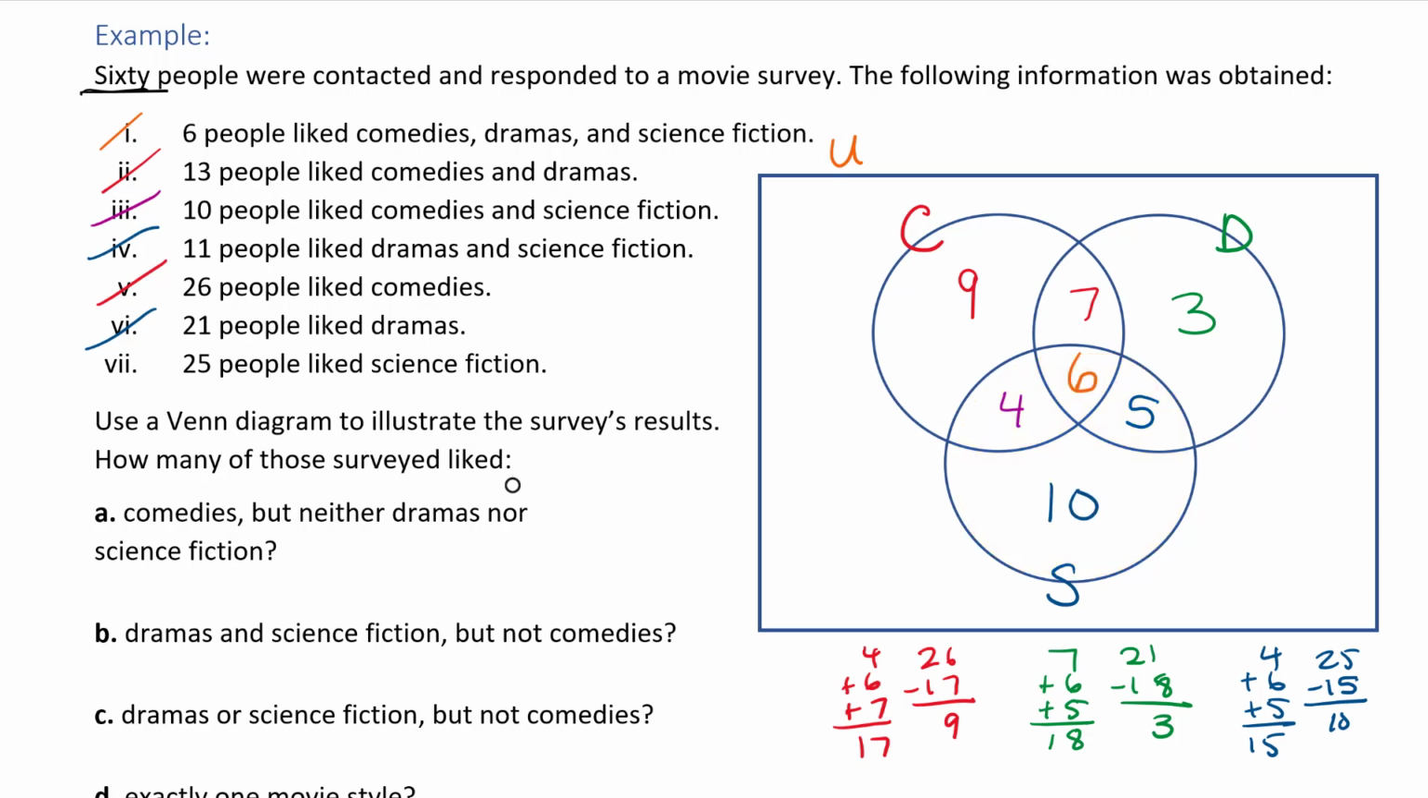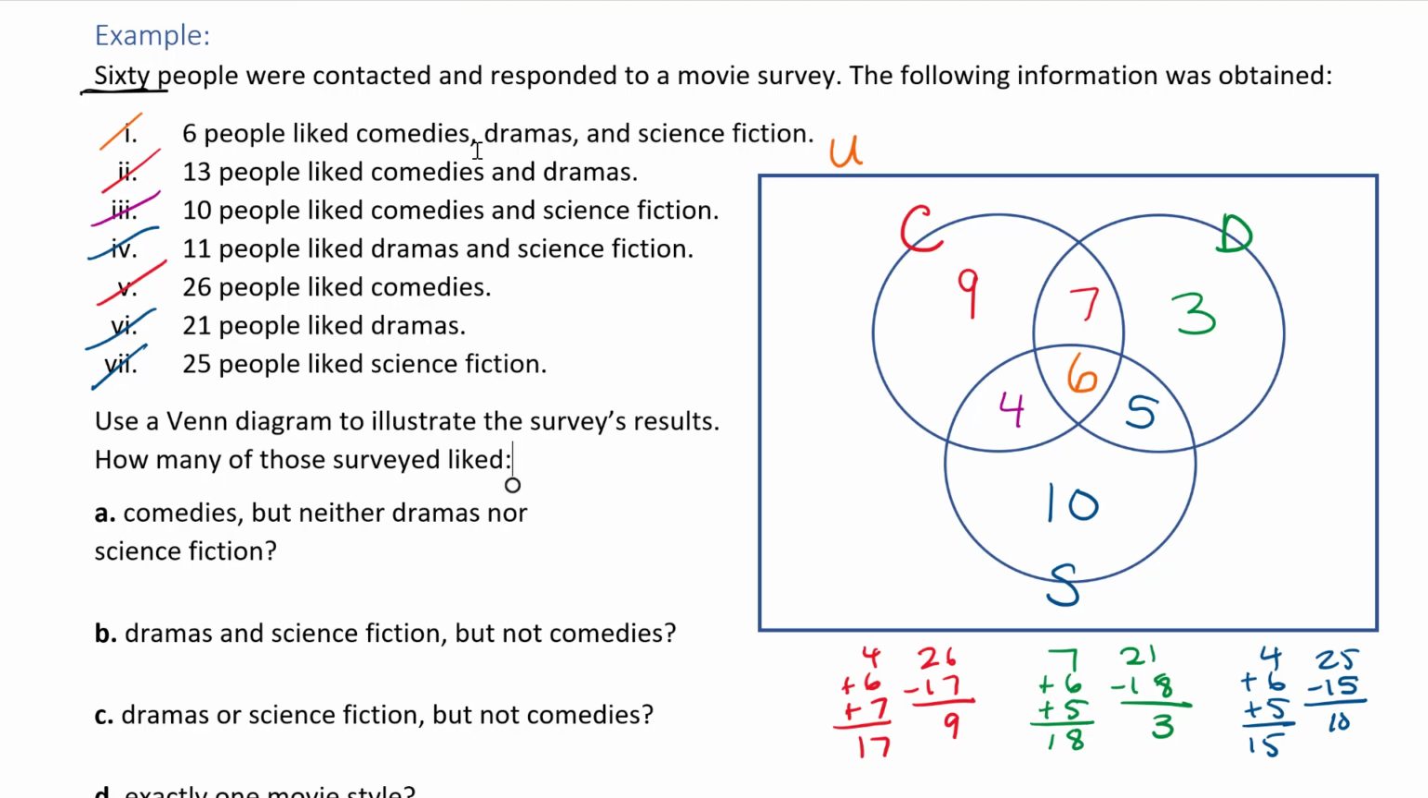So 10 people belong in that section. And that finishes all the information. But I'm still not 100% done because I need to know how many people didn't like any of these types of movies. So what I'm going to do is add all of those up. Okay?